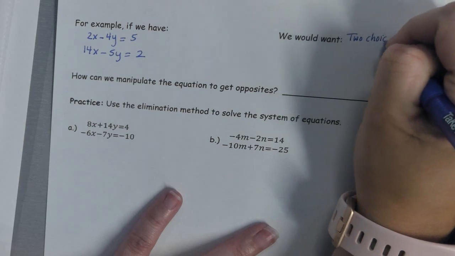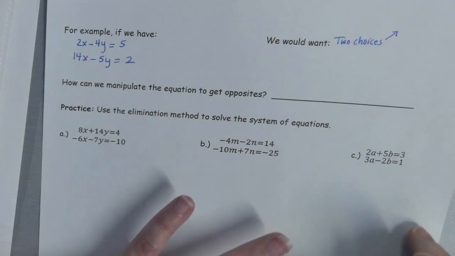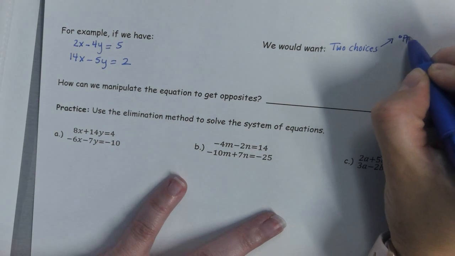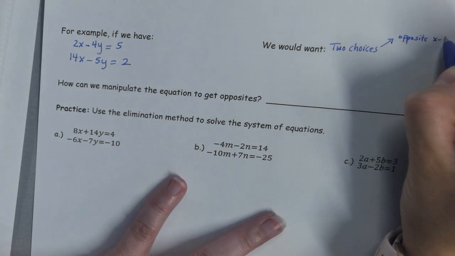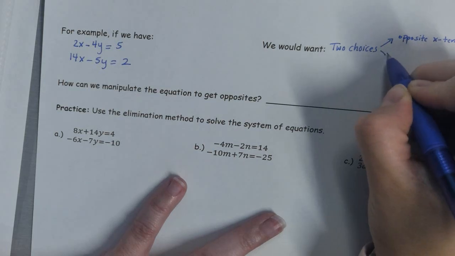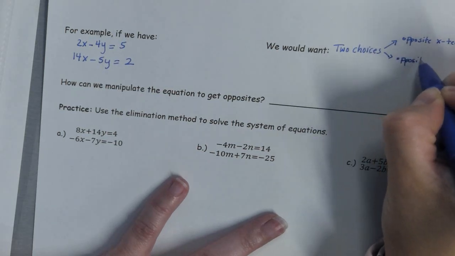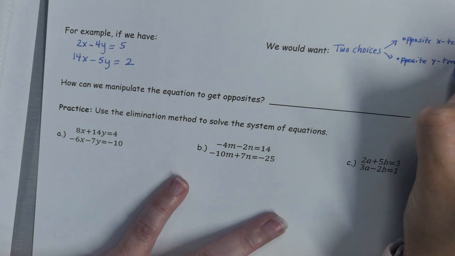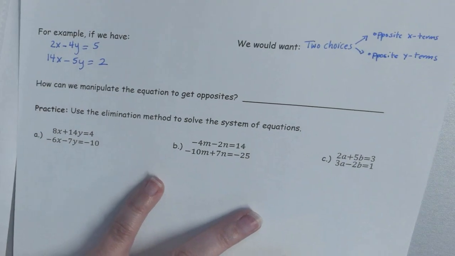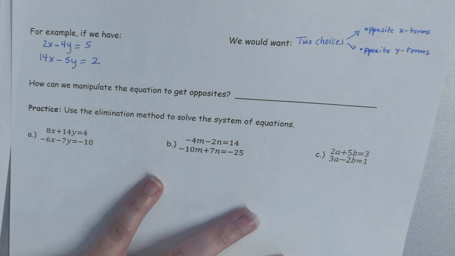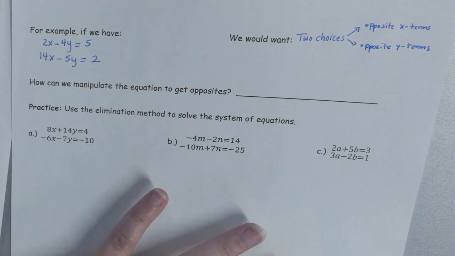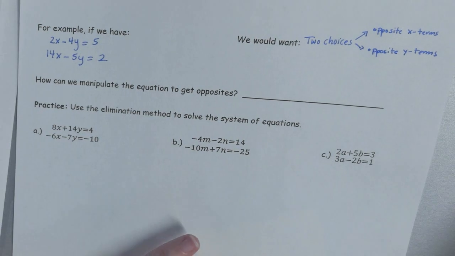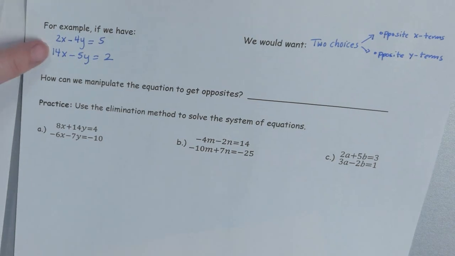Okay, so the two choices, you want to either get opposite x terms or opposite y terms. Okay, so you get opposite x terms or opposite y terms. So let's talk about how we would get those, and what they are. So let's look at the x's. Okay, we can manipulate the equations to get opposites.